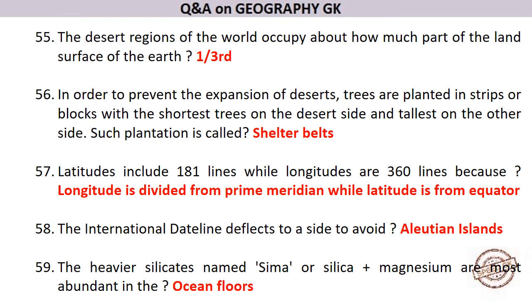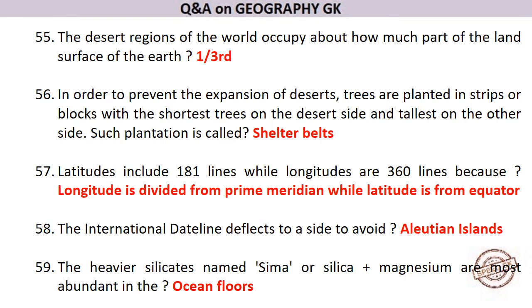The desert regions of the world occupy about how much part of the land surface of the earth? 1/3. In order to prevent the expansion of deserts, trees are planted in strips or blocks with the shortest trees on the desert side and tallest on the other side. Such plantation is called shelter belts.